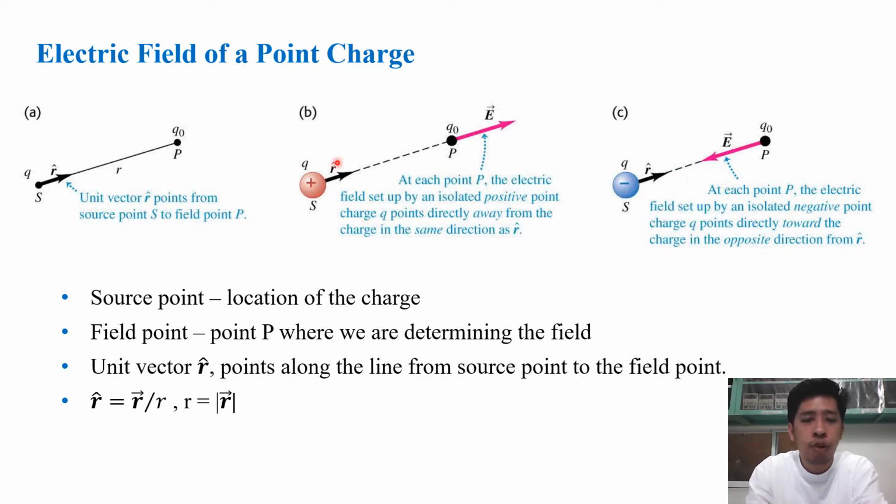So again, for a positive charge, you have a radially outward electric field, and your unit vector r hat points in the same direction. For a negative charge, you have an electric field which is radially inward towards the negative charge, but your r hat still points from your source point towards your field point.